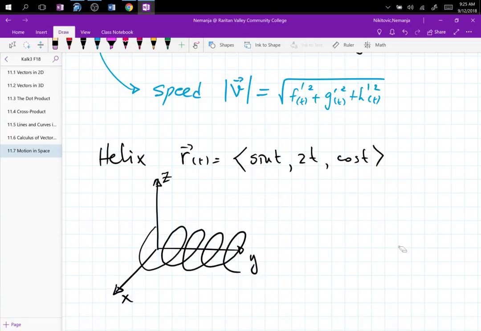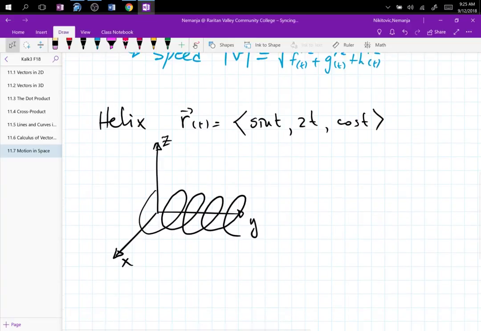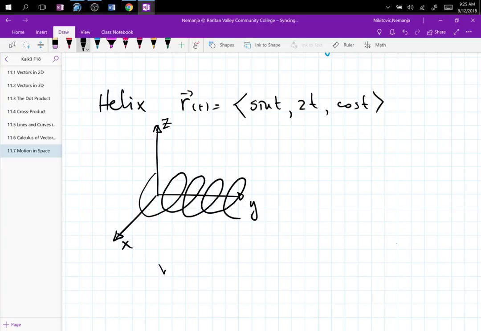So there it is. Now that we have this, we can go and find our velocity vector, v of t, which is the vector of derivatives. We are applying a previous section where we take the derivative of each one of these independently. So the derivative of sine t is, very good, cosine t. The derivative of 2t is 2, and the derivative of cosine t is negative sine t.